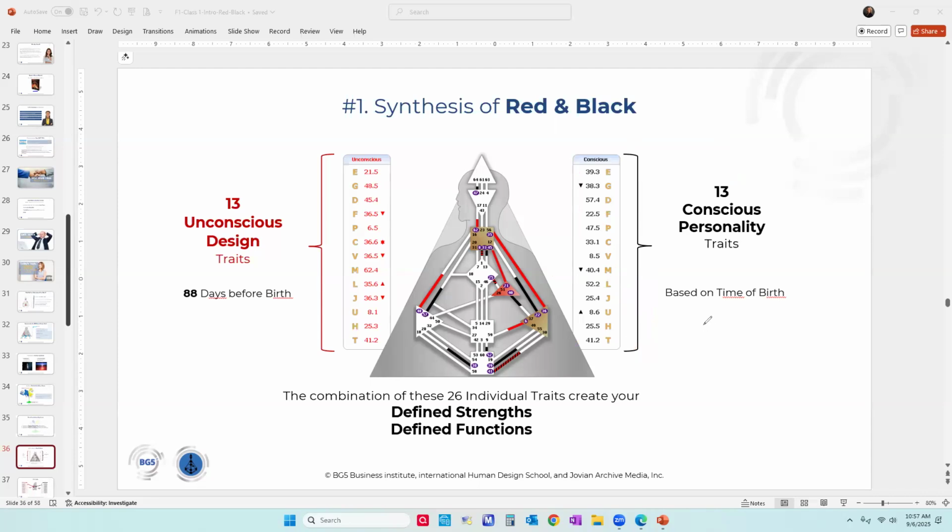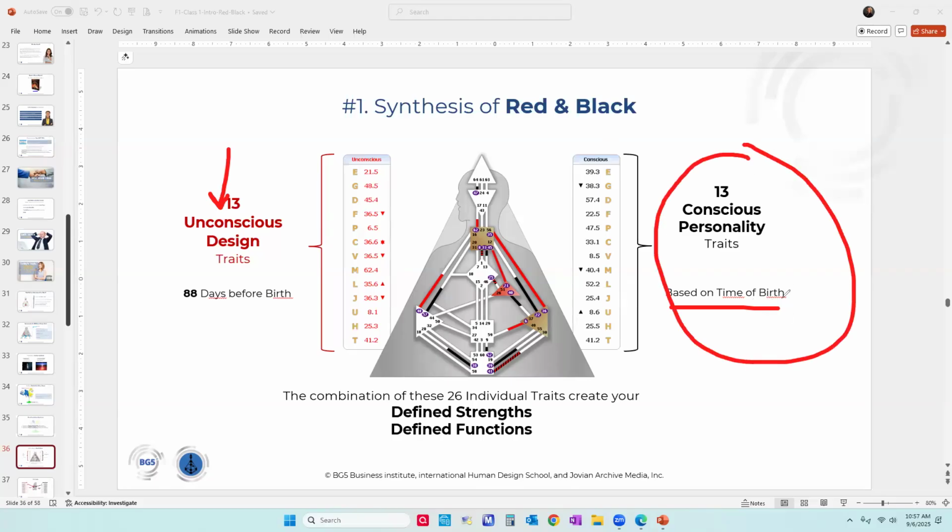But we have these conscious traits, and they are based on the time of our actual birth, the date, the time, the location. The whole unconscious side of things, and this is what is different from astrology. And I've studied astrology pretty extensively. So astrology is really focused, essentially here, on your time of birth. Human design adds another layer here.